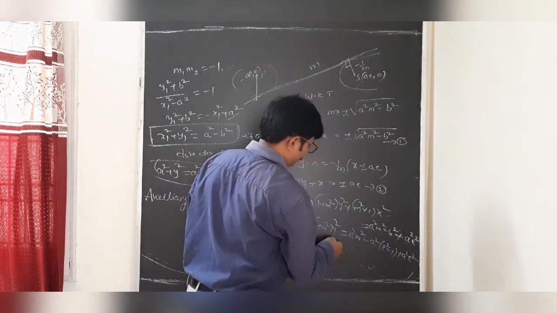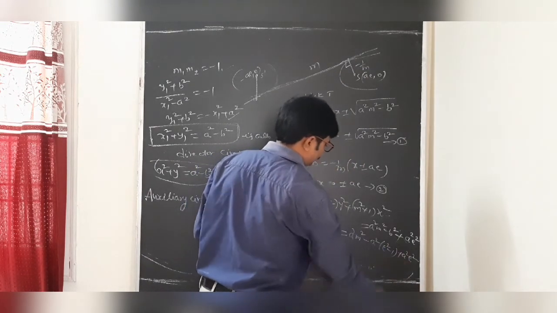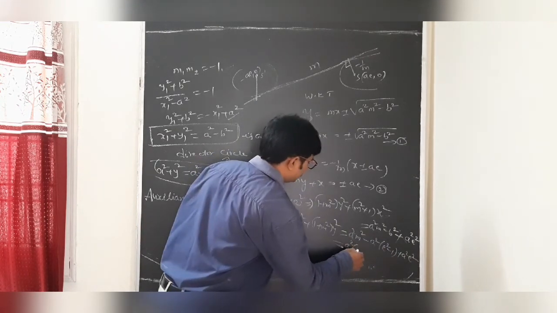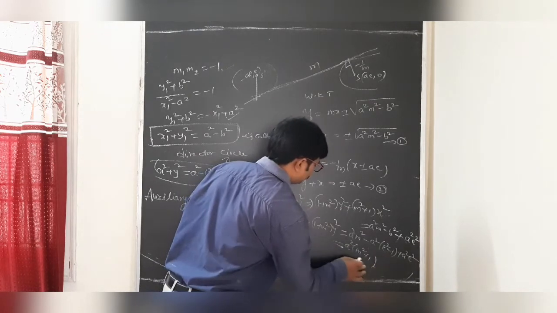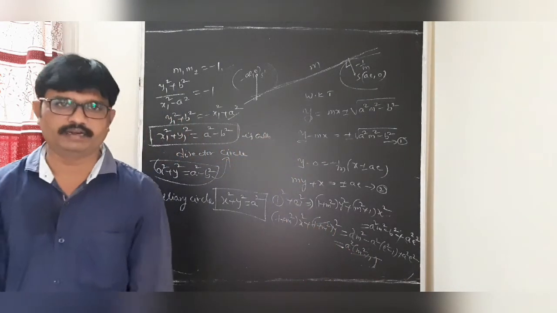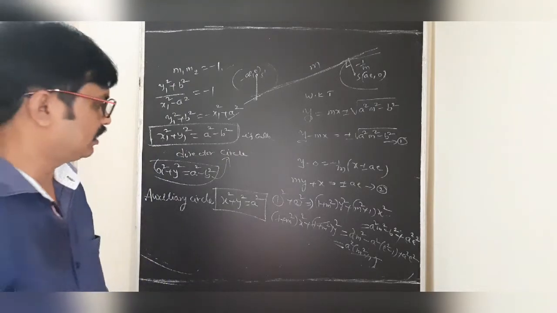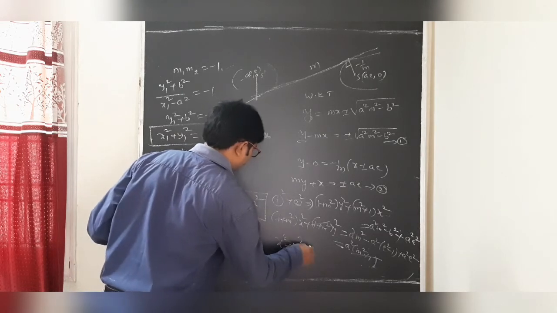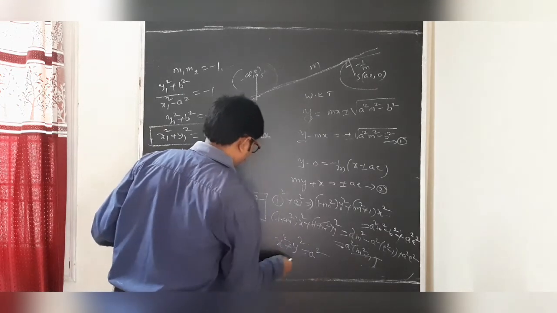Minus a square e square plus a square e square cancel. This is minus of minus, plus. A square is the common. M square plus 1, each term has 1 plus m square. Divided by 1 plus m square on both sides, what is this? X square plus y square equal to a square.